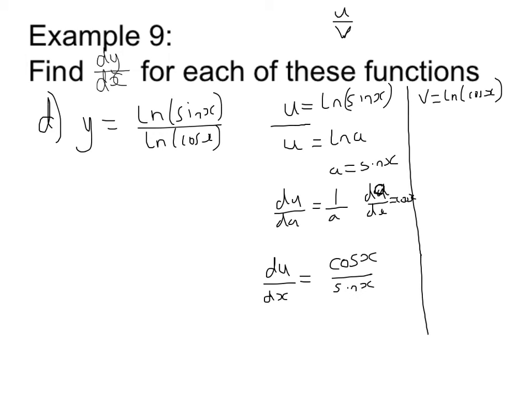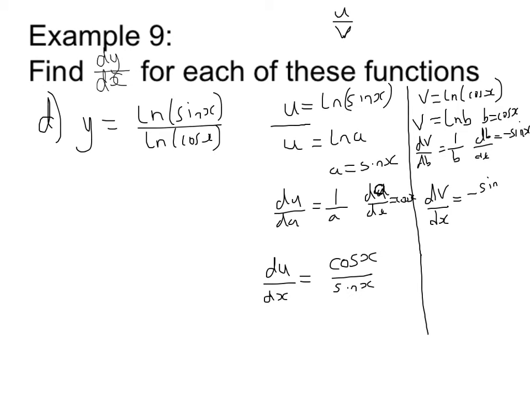Similarly, over here, if I say v equals ln b, where b equals cos x, then dv by db equals 1 over b, and db by dx is minus sin x. Okay, and then dv by dx is minus sin x over cos x.